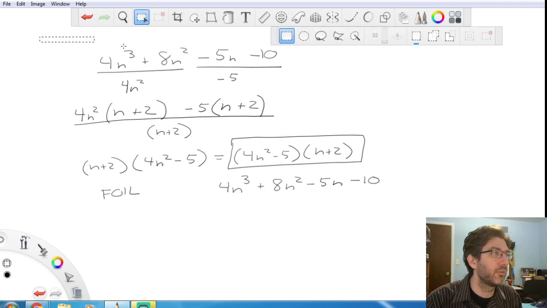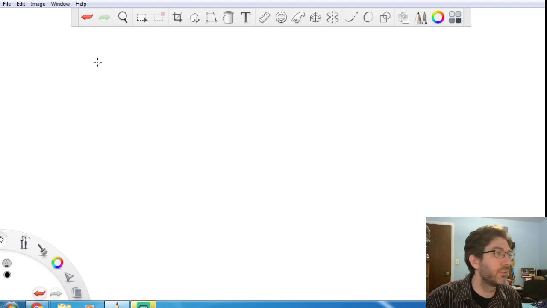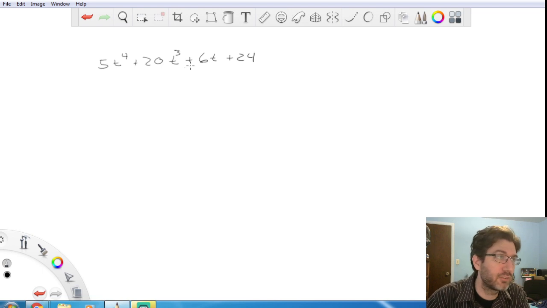I'll walk you through another one. Which here is 5t to the fourth plus 20t cubed. I'm sorry, this was to the fourth. This is cubed plus 6t plus 24. In this case, you'll note we don't have a t squared term. That's fine. We can still factor it. It still has 4 terms. We're still going to group them together. I'm going to group these two together, and I'm going to group these two together.